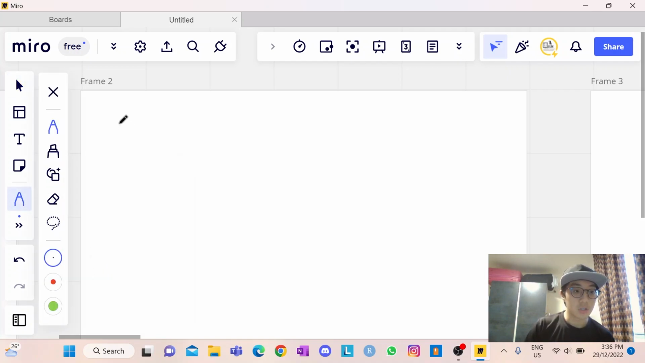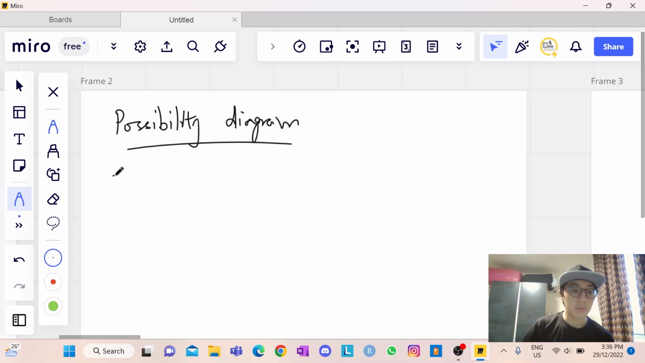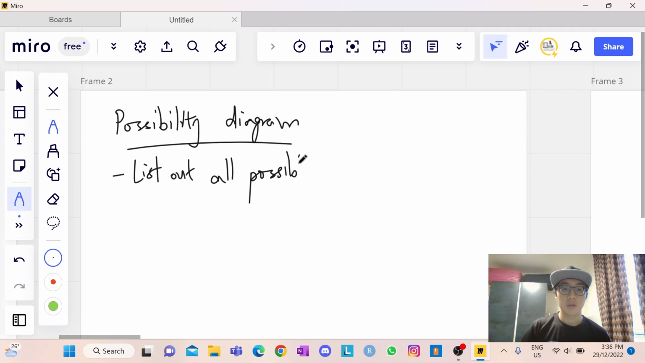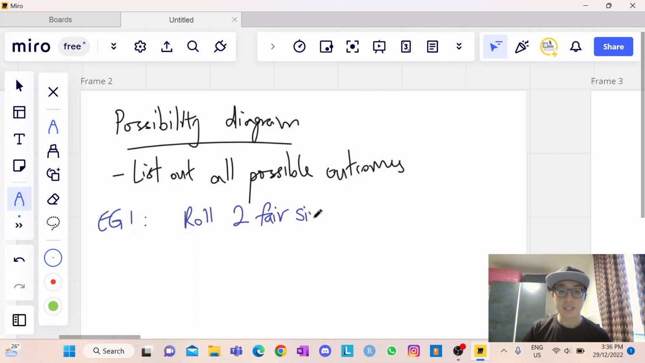So what is a possibility diagram? In short, a possibility diagram will list out all possible outcomes, and then you can get your answers from there. One example is, I'm going to roll two fair six-sided dice, and then construct a possibility diagram.